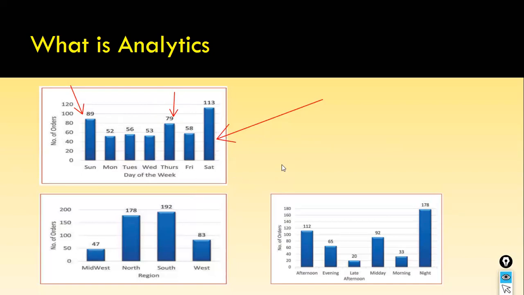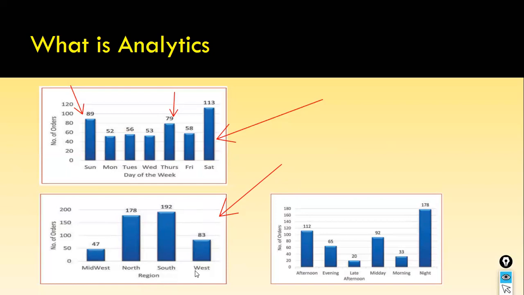The next one is, if you look at this second visual, which region are we selling well? North and South, we are selling well. But in these two regions, West and Midwest, the sales is not good. So why is it not good? This is the insight we are getting. In West and Midwest, we are not selling well.